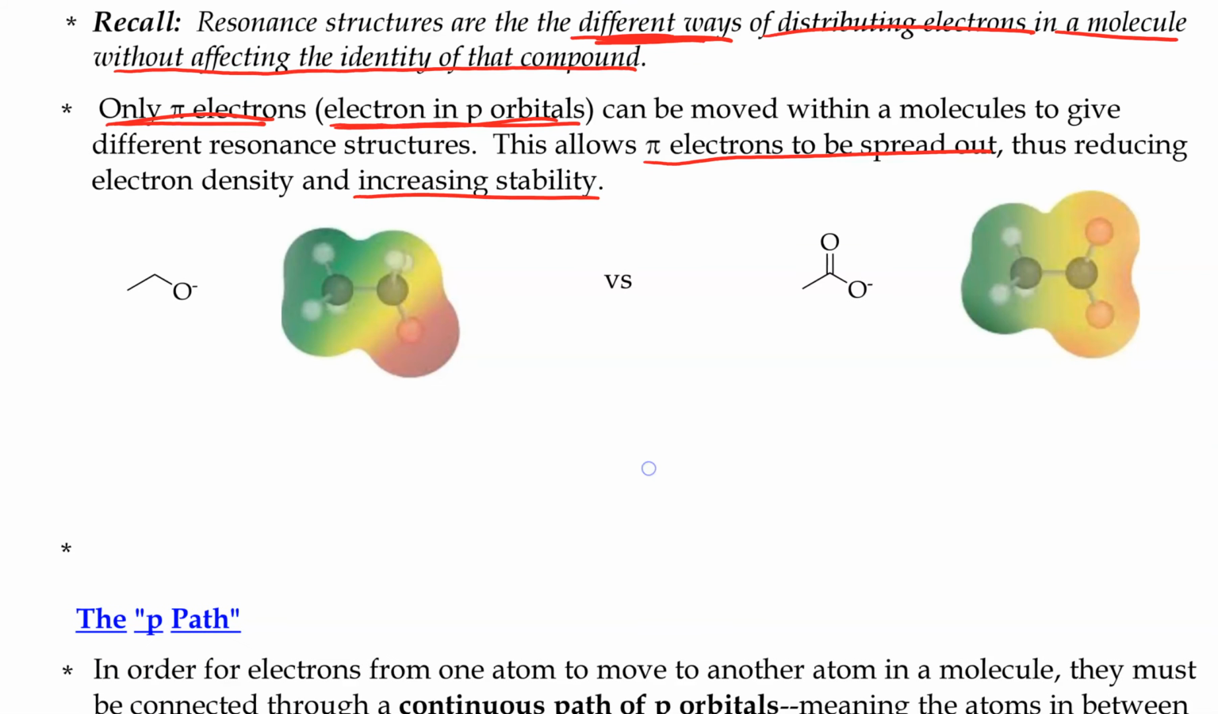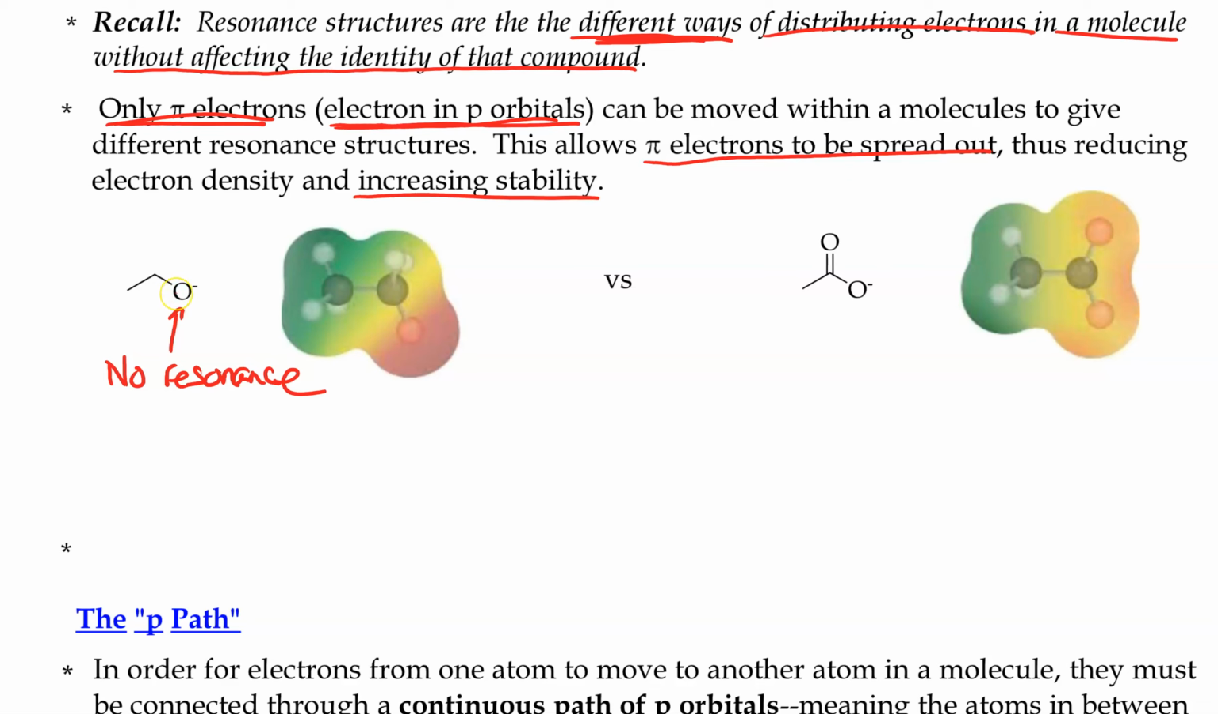For example, here is ethoxide, and in the case of ethoxide, this molecule cannot form resonance, so no resonance. We'll see why this cannot form resonance later when we discuss the rules for how to draw resonance structures.